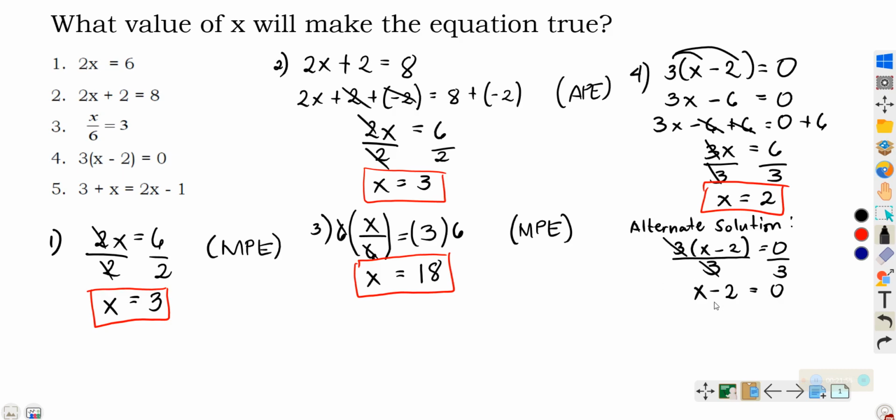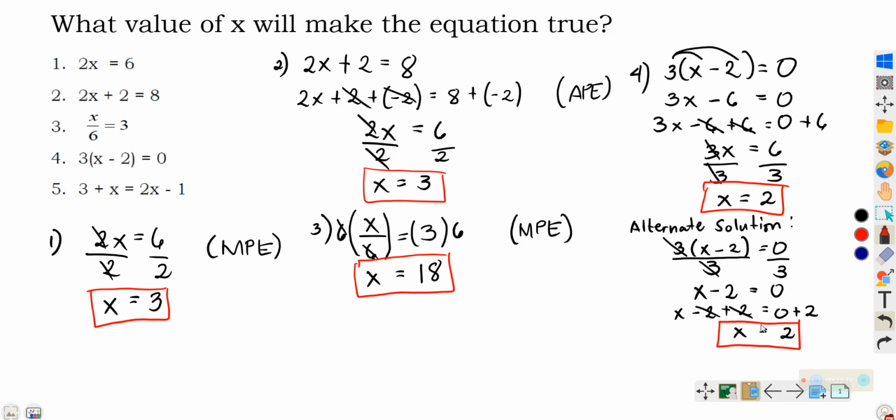Okay? And then, since may kasamang minus 2 yung x, kailangan nating maalis yung minus 2 by adding its opposite. So, x minus 2, the opposite of negative 2 is positive 2. So, plus 2. And then, plus 2 on the right side as well. So, negative 2 plus 2 will become 0. So, x na lang ang matitira. 0 plus 2 is 2. So, as you can see, ayan, we obtain the same answer. Okay? So, 2 pa din.